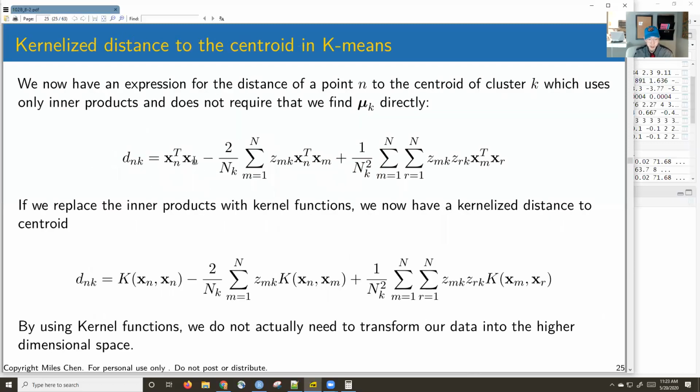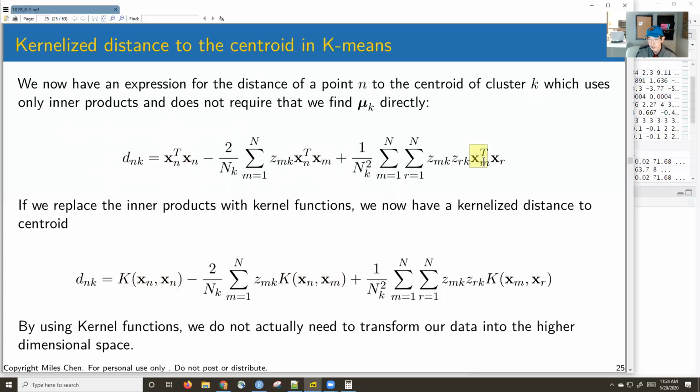What we're going to do is say, what if we applied that transformation function phi to every single x value here? Then what's going to happen? The resulting distance can be expressed as a kernelized distance. If I apply phi to here and phi to here, then that's just going to be the kernel function of xn, xn. If I apply the transformation function phi here, and phi to this x term, then we're going to get basically the kernel function applied to xn and xm.